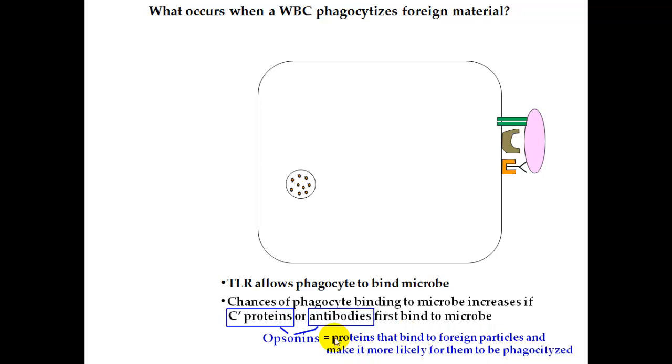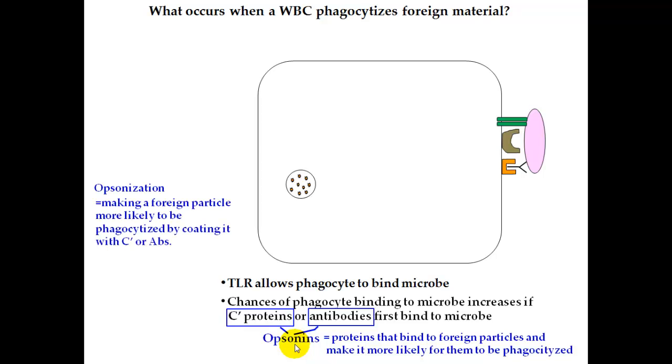And a term that is associated with opsonin, or basically just a spin on opsonin, is this term opsonization. Right? And what opsonization is then, it describes the thing that opsonins do. So opsonization is making a foreign particle more likely to be phagocytized by coating it with a protein, specifically either a complement protein or complement proteins or antibodies, which are also a type of protein.